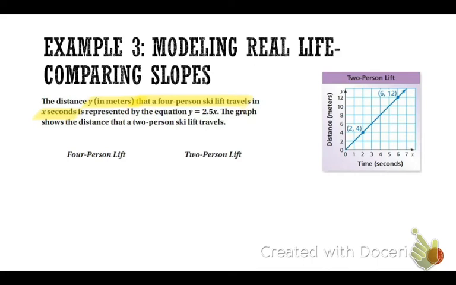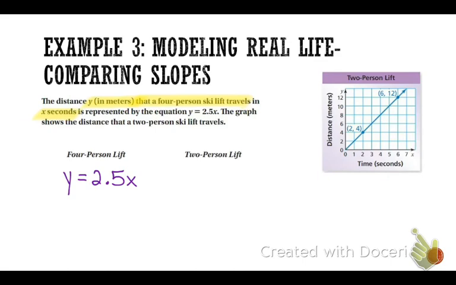The graph shows the distance that a 2-person ski lift travels. So over here, this is the distance that a 2-person ski lift travels. All right, I want to know which one has the faster rate per second. So the 4-person ski lift is y equals 2.5x. What I don't know is what the 2-person lift travels. I need to find my slope from a graph.